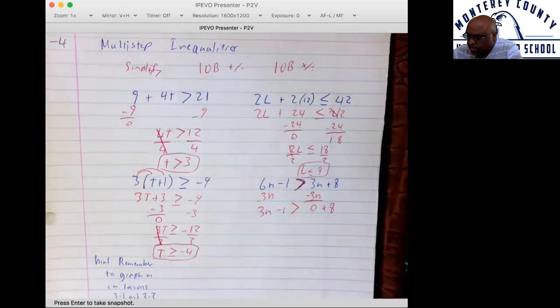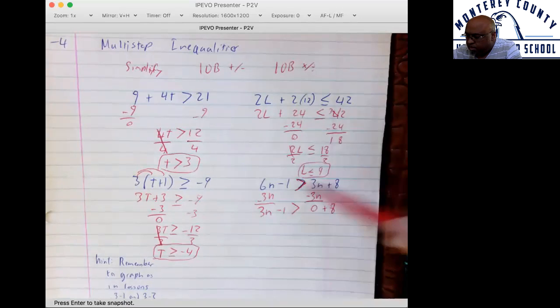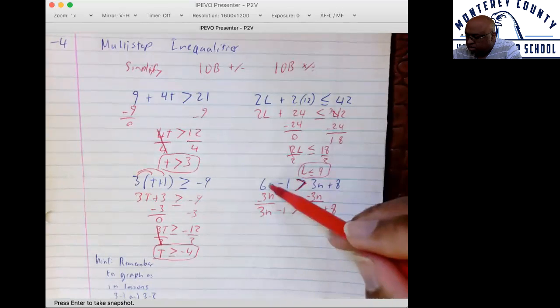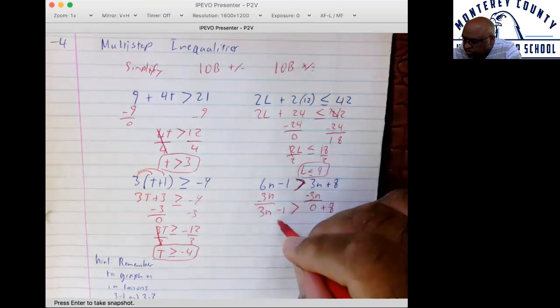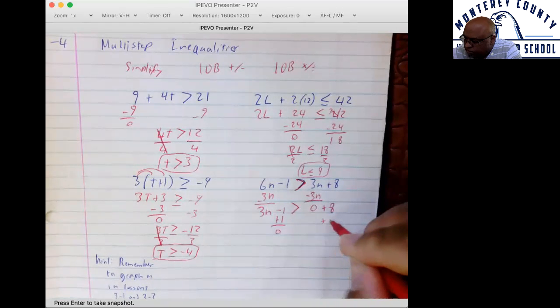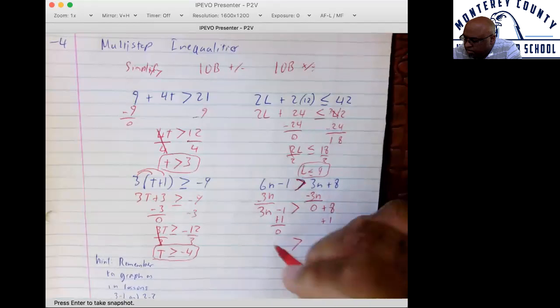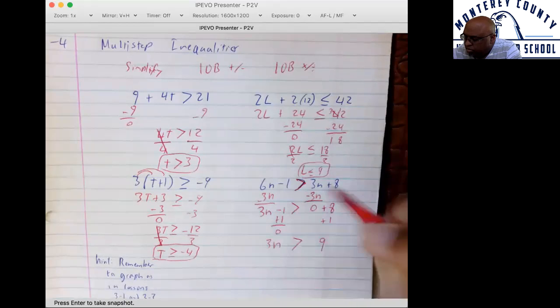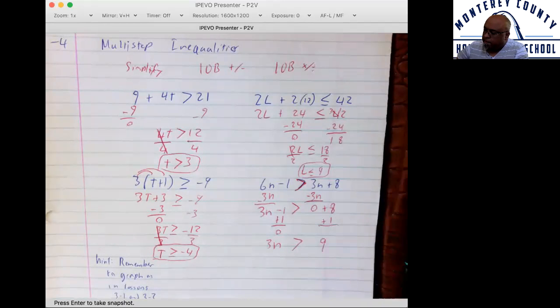Okay, so now that I have my variables on the same side, and I have subtracted one variable from the other, then I can get rid of this number here. So IOB towards addition and subtraction first. So now I'm left with 3n is equal to 9. Because 8 plus 1 is 9. The 0, I just don't need to write that.